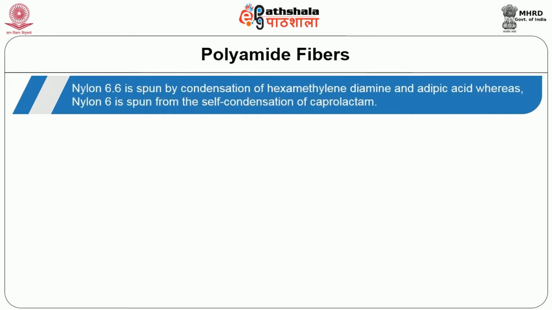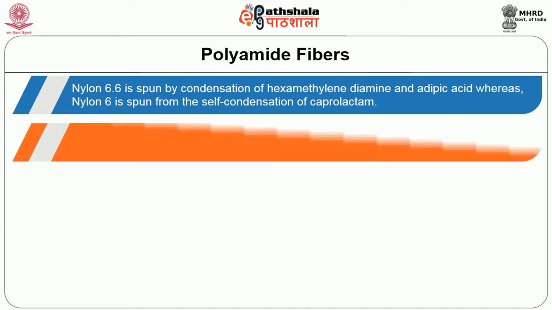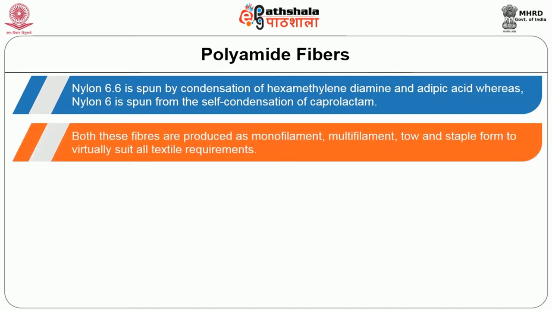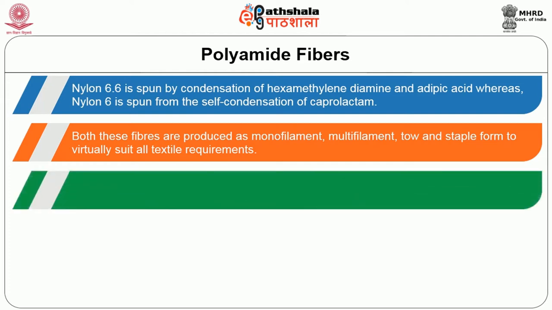Nylon 6,6 is spun by condensation of hexamethylene diamine and adipic acid, whereas nylon 6 is spun from the self-condensation of caprolactam. Both these fibers are produced as monofibers, multifibers, or in the form of a tow, and are also staple spun virtually to suit all textile requirements.